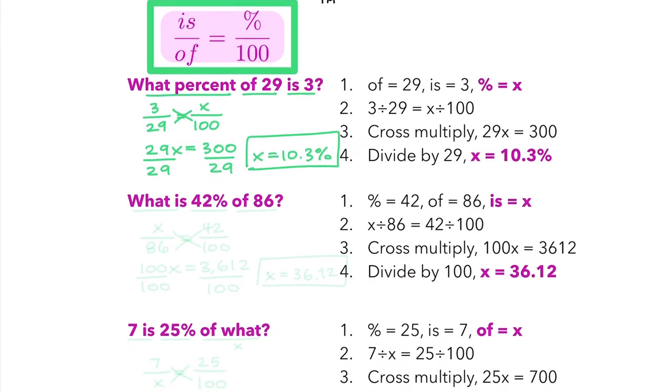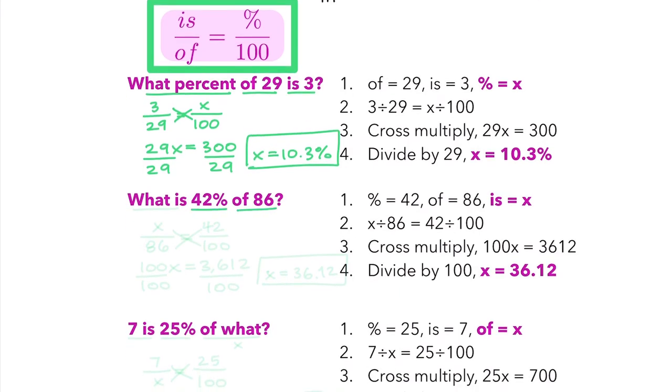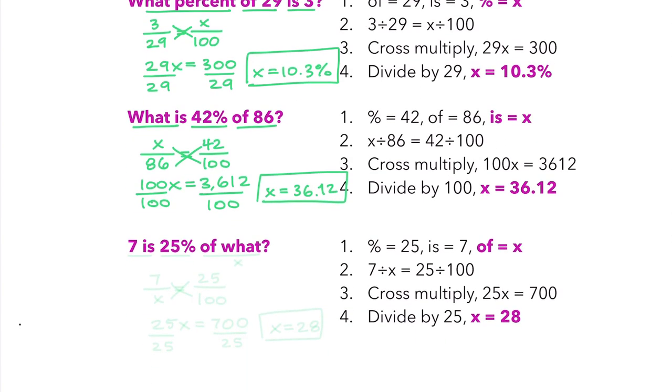Our next example, what is 42% of 86? So what is, that's our x. So is the x, of is 86, 42 is our percentage, and it's always over 100. We cross multiply, we get 100x equals 3,612. Then we divide by 100, both sides, x equals 36.12. So 42% of 86 is 36.12.